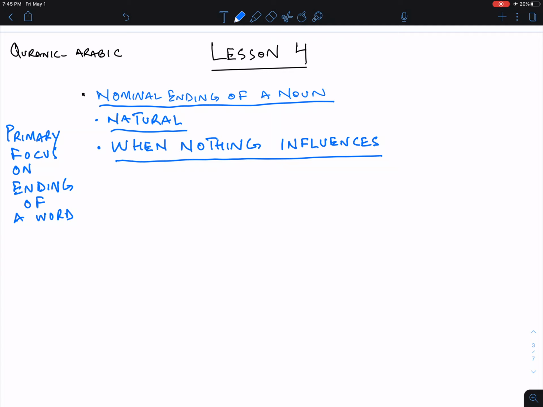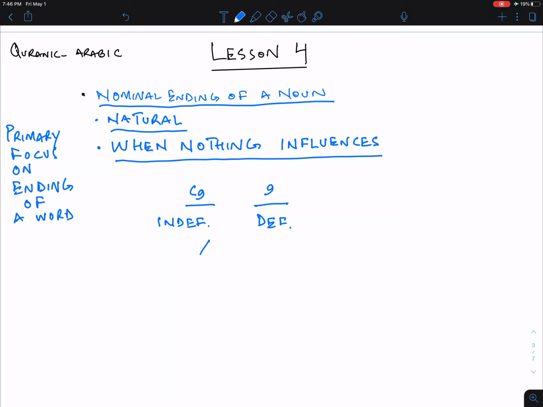So the natural ending, or the nominal ending, is going to be represented by tanween or one dhamma. And tanween, remember we said, is going to be in the indefinite state, and the dhamma is going to be in the definite state. Okay? Now, let's refresh our memory on the examples that we use.